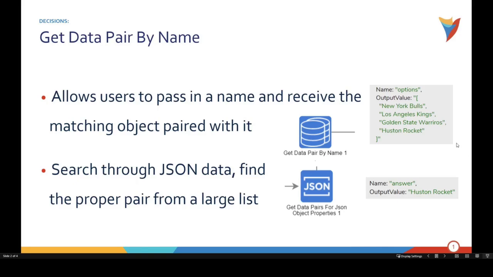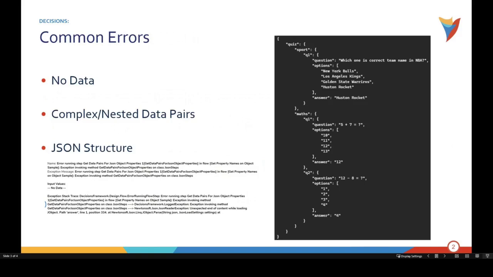Now, a couple of errors that you can sometimes see with this. First, and we'll show it when we actually look at the example, is what happens if you have no data. If you're trying to search for something and it doesn't exist, what will happen? Will it throw an error? Will it just pass on through? That kind of thing. We'll talk about a couple of the intricacies of JSON structures as well.